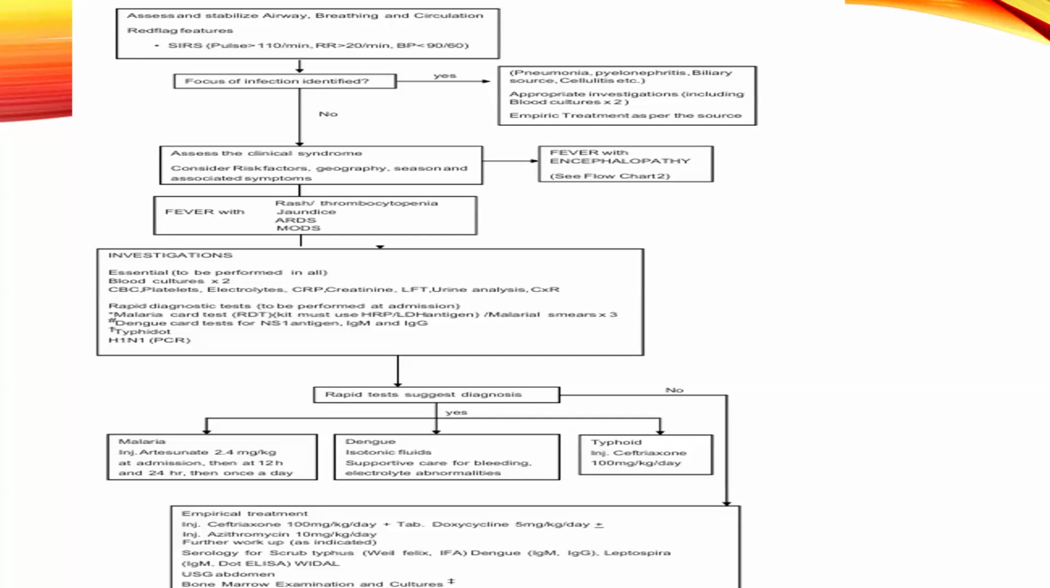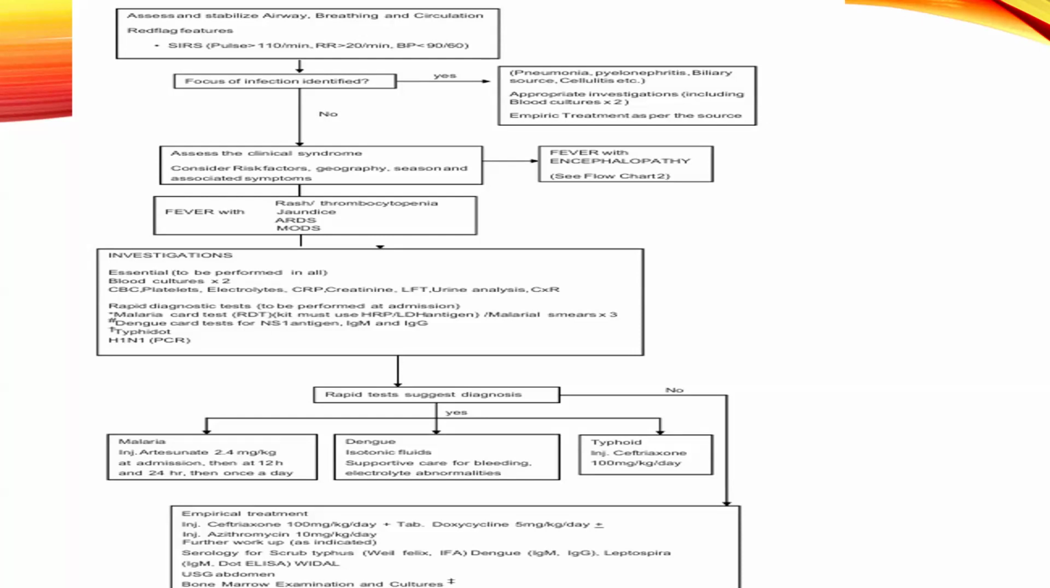So first we have to assess and stabilize airway, breathing, circulation, and then we have to identify the red flag features, like whether the patient is in a surge response or not. Then the next step is to identify the focus of infection. If the focus of infection is identified, then treat accordingly. The focus of infection can be pneumonia, pyelonephritis, any abdominal source, or cellulitis. Then send appropriate investigations according to the focus and start empirical therapy.